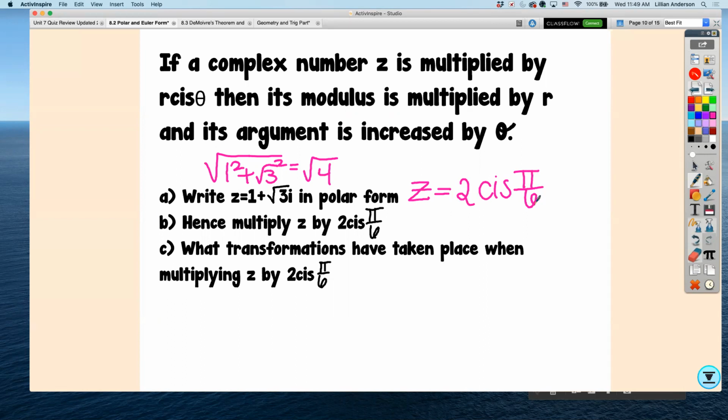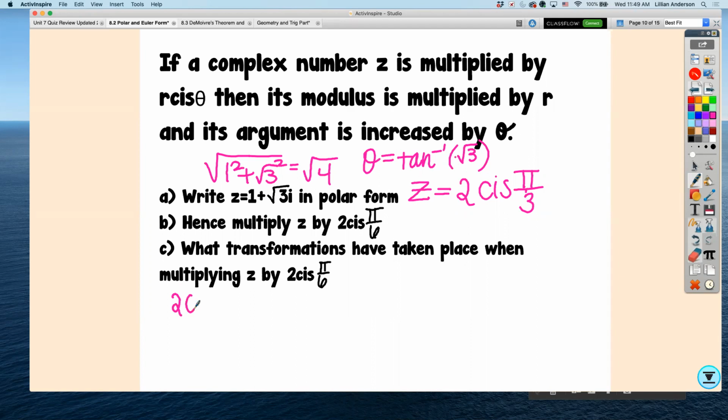Because you're looking for where the tangent is the square root of 3 over 1, so just a positive square root of 3. So it should be root 3 over 2 divided by a half, so not pi over 6. It's probably pi over 3, because it's y over x. Sorry. So we need that correct complex number, because now we gotta multiply by 2 cis pi over 6.